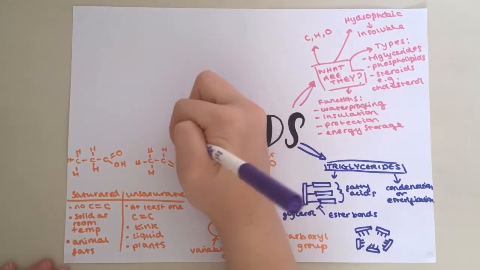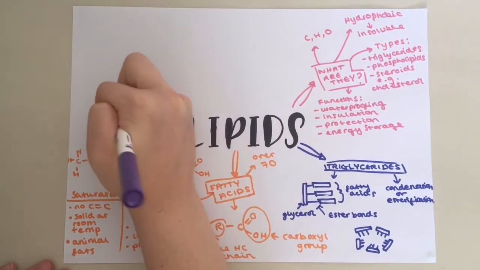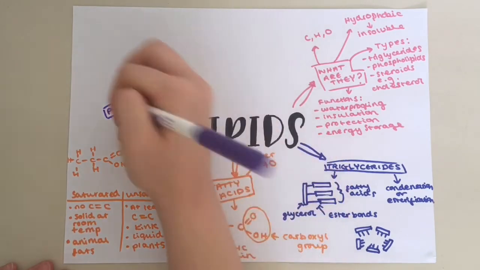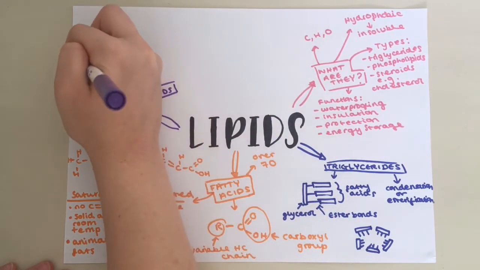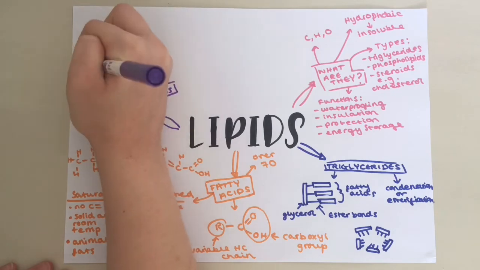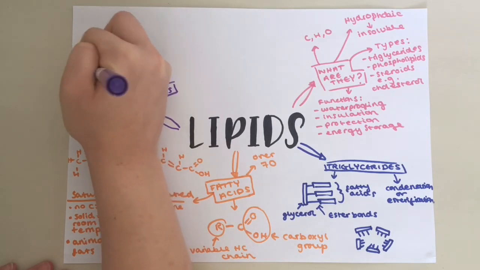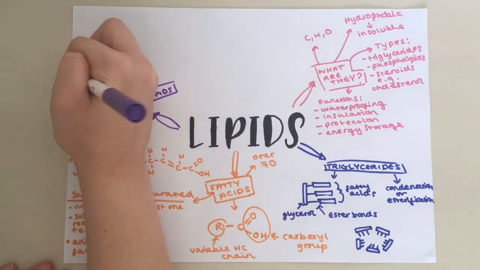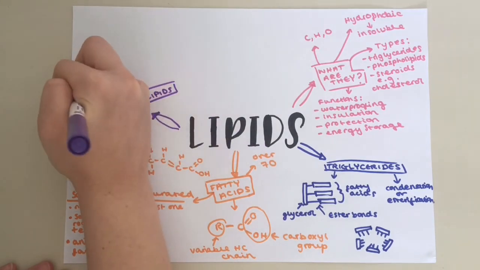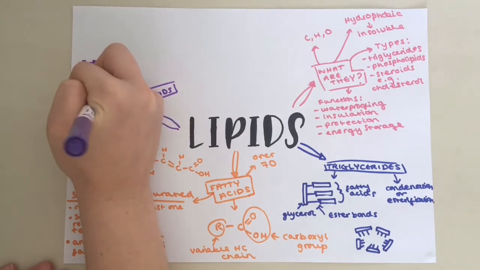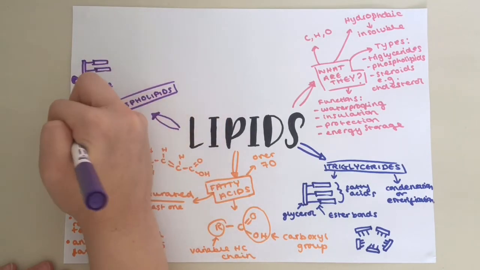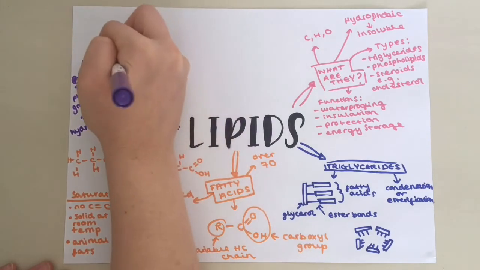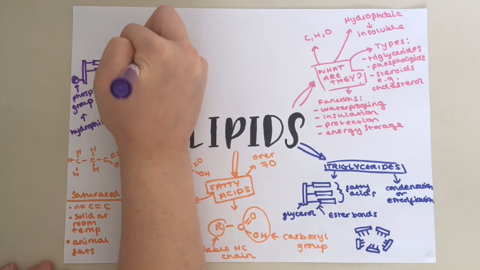Now let's look at phospholipids. So phospholipids have quite a similar structure to triglycerides. They still have that molecule of glycerol and they have fatty acids. However, they only have 2 fatty acids. The other fatty acid is replaced by a phosphate group. Now this phosphate group is hydrophilic, water-loving, compared to the fatty acid tails, which are hydrophobic.